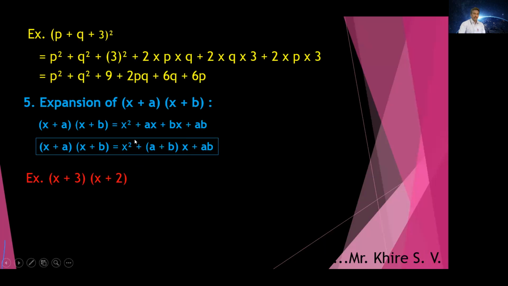For example, we'll take x plus 3 into x plus 2. Let me expand this. X plus 3 into x plus 2 is equal to x into x is x square, and we can use this formula: a plus b means 3 plus 2, into x, plus 3 into 2 is 6. Then we get the answer x square plus 3 plus 2 is 5, 5 into x is 5x, plus 6. So x square plus 5x plus 6. This is the answer.